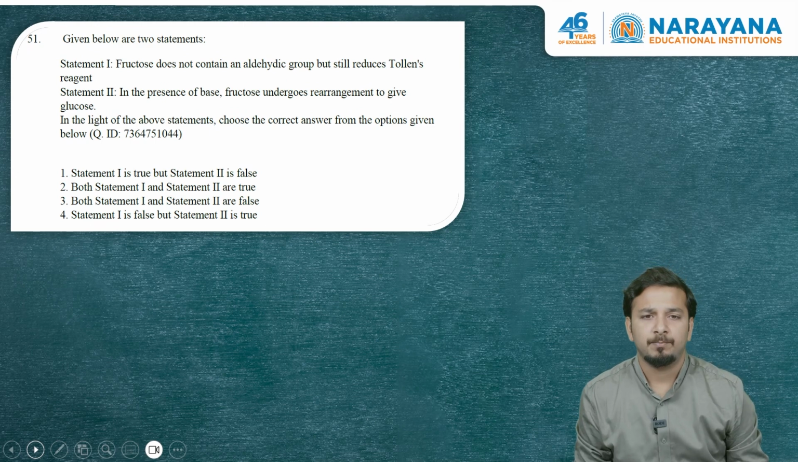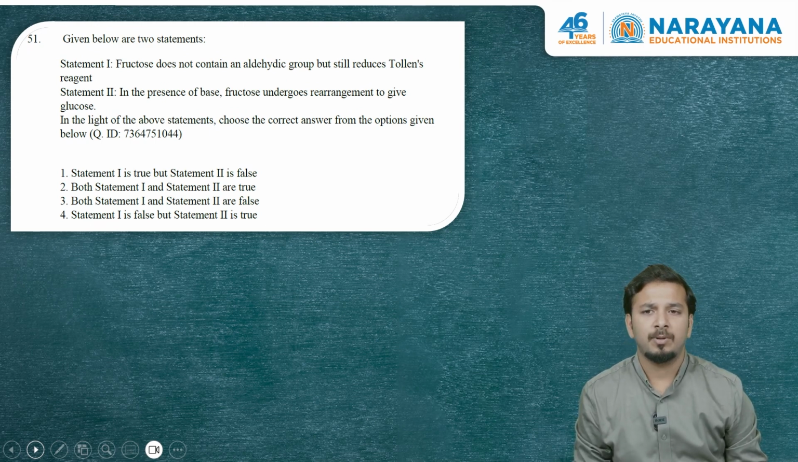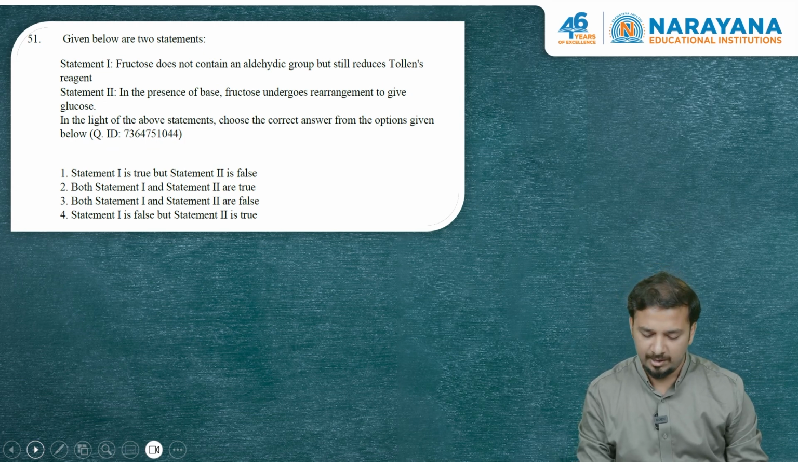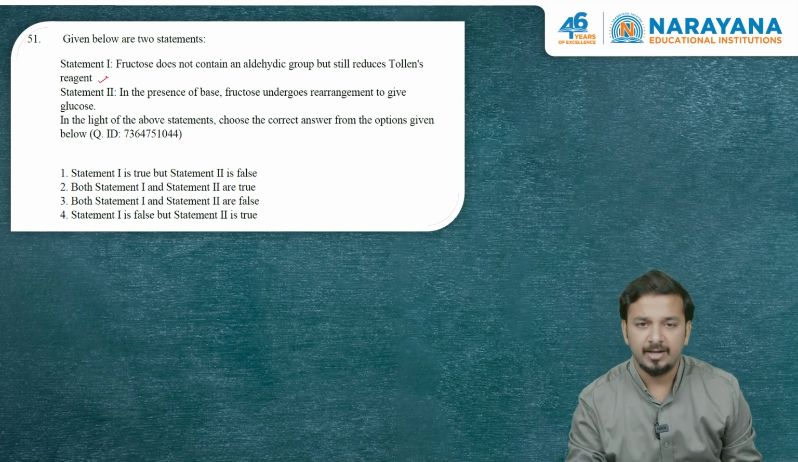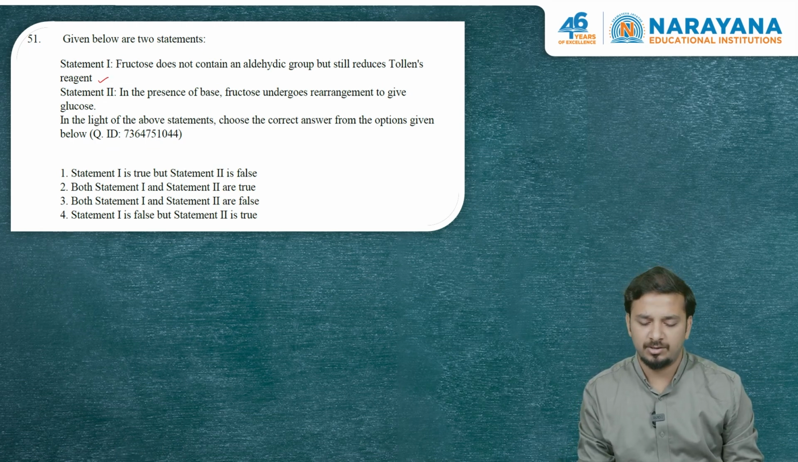Question number 51. Fructose does not contain an aldehydic group but still reduces Tollens reagent. So there are two statements given. The first statement says that fructose will give Tollens reagent test but it does not contain an aldehydic group. So this statement itself is correct.